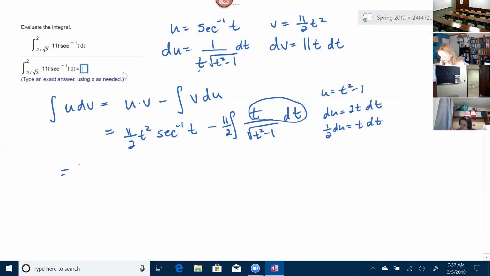So we're going to have this 11 halves t squared inverse secant t minus, and then we'll get, this will be 11/4 then, and then it'll be the integral of 1 over the square root of u, or u to the negative 1/2 du. All right, when you make that substitution.